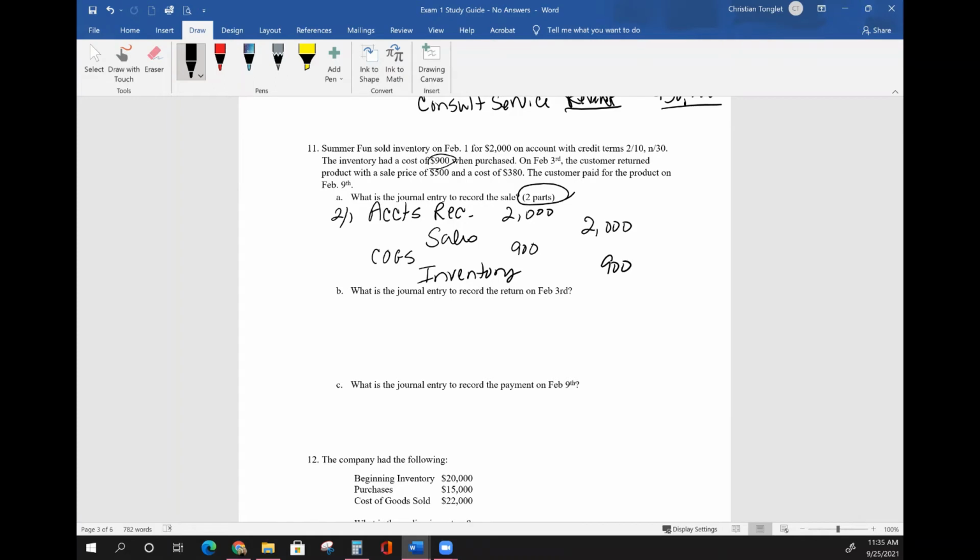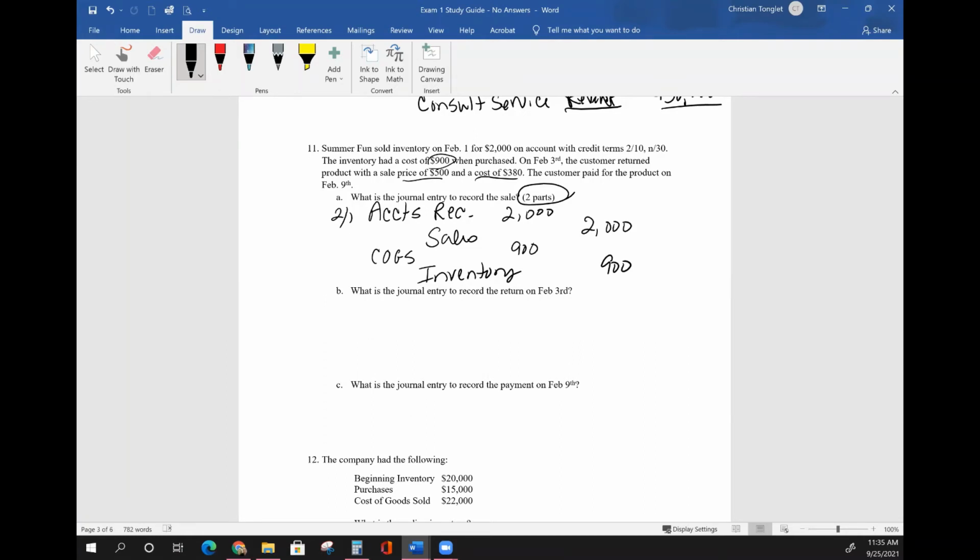And I've recognized my sale. Okay, so I have my sales and my cost. The difference between those is my gross profit. All right, now I have a journal entry to record when they made a return. So it's telling me the customer returned product with a sale price of $500 and a cost of $380.